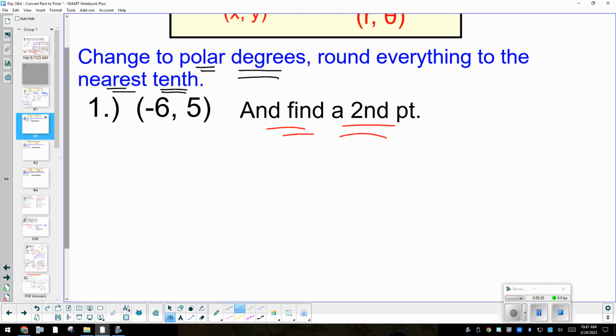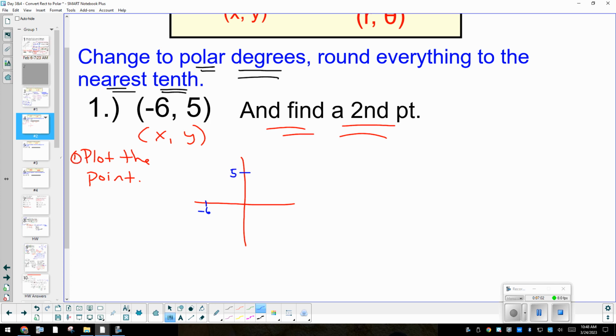All right, first thing you guys want to do, right, so this is x comma y, is you want to make sure you plot the point and create a right triangle. So first thing is plot it. Let's see where the point lives. Right, so where is negative 6, 5 going to live? What quadrant? 2. And you don't have to be exact. You're just going over like negative 6. I'm going up 5. I'm going to get a dot.